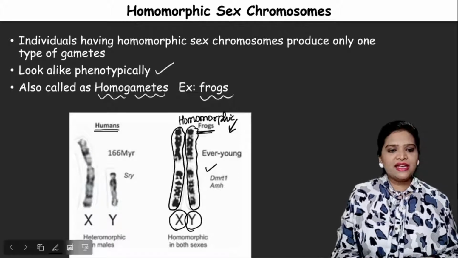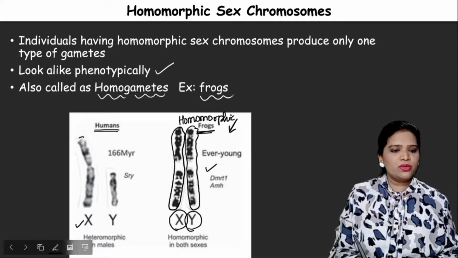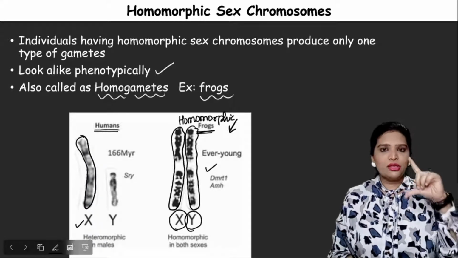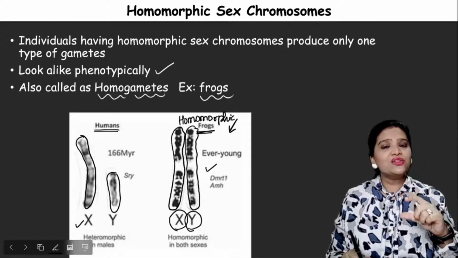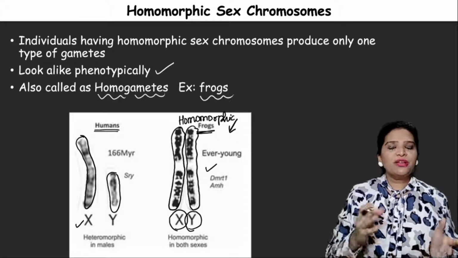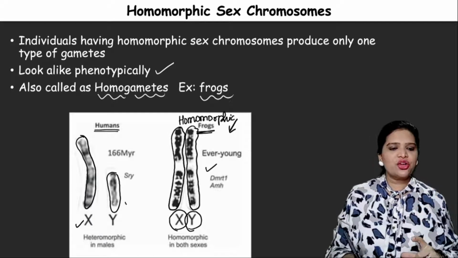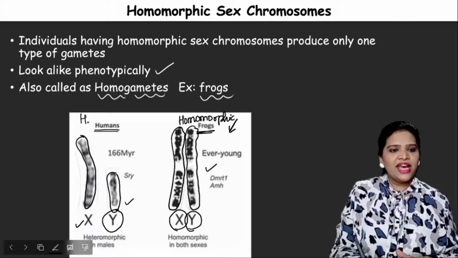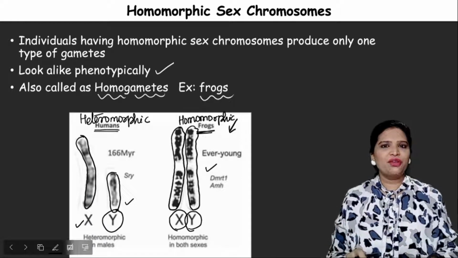Whereas, look here at the left side, this is a chromosome of a human being. The X chromosome is long, whereas the Y chromosome is just half the size of the X chromosome. Phenotypically we can say the longest one is the X chromosome and the shortest one is the Y chromosome. So this is an example of a heteromorphic chromosome. Understand? Homomorphic and heteromorphic chromosomes.